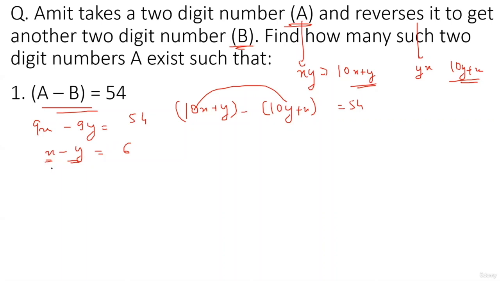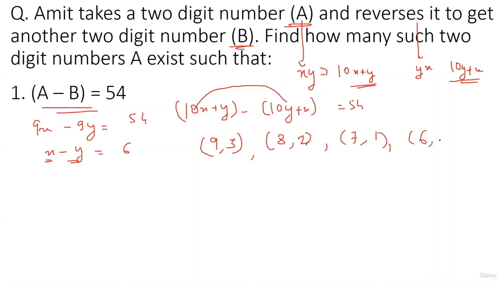So if x and y are digits, the maximum value x can take is how much? 9. Minus that should give you 6. So y will be 3. This is the first possible value, 9, 3. 9 minus 3 gives you 6, right? Next possible value is 8, 2. 8 minus 2 gives you 6. Next possible value of x is 7, and then y will be 1. 7 minus 1 gives you 6.